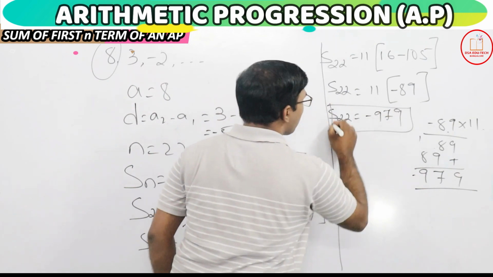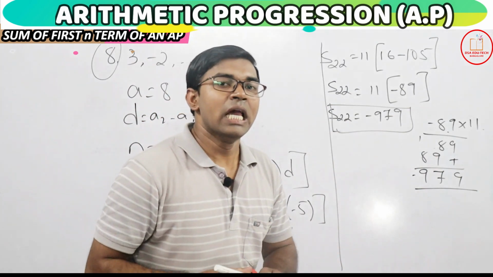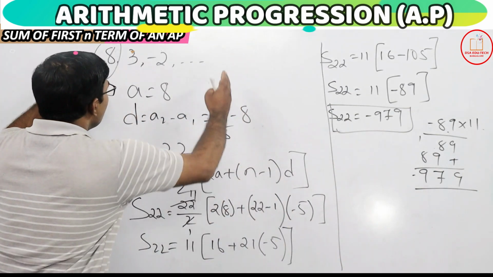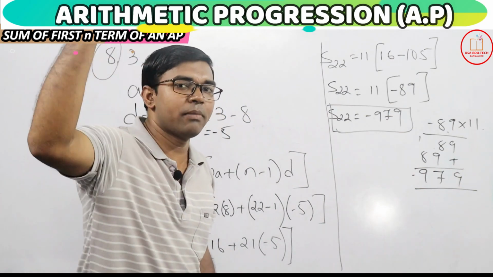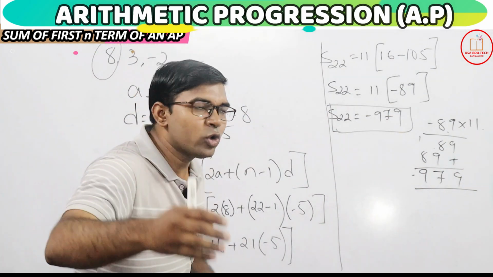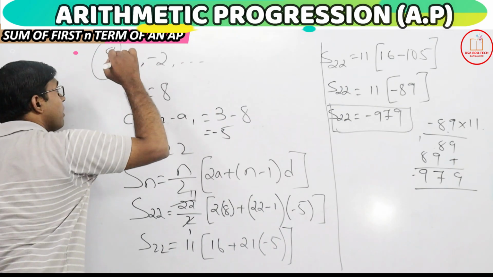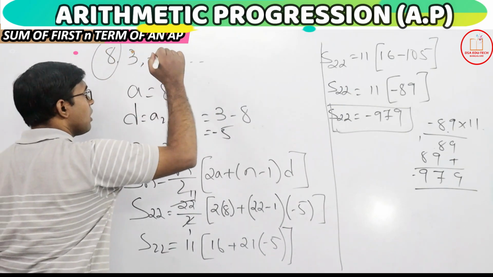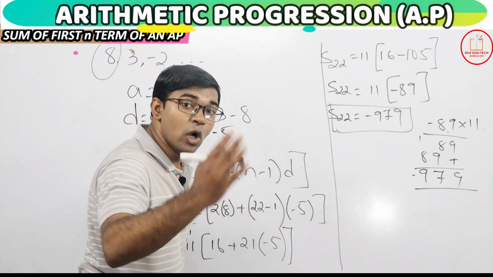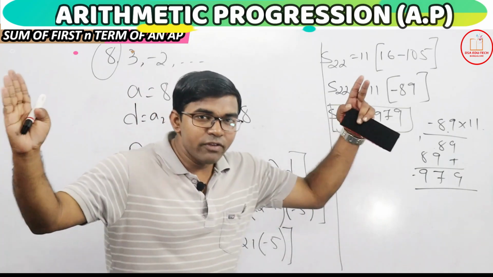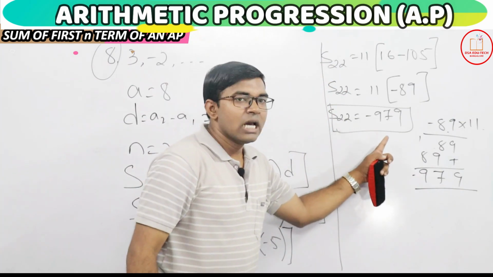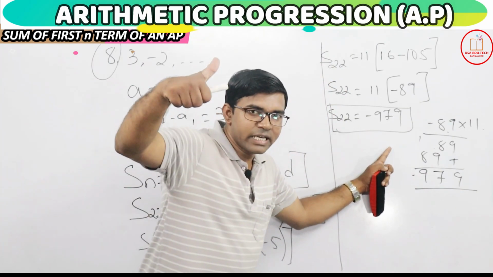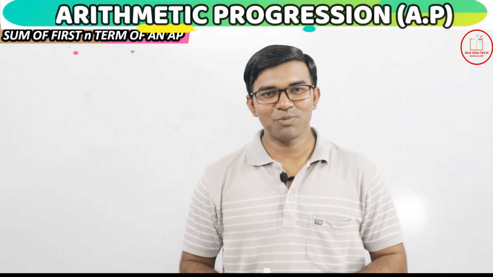979. So what does that mean? It means that when you add in the given AP series 8, 3, minus 2 and so on, when you take the first term, second term, third term, fourth term, and go on up to the 22nd term, and add all that, you are going to get minus 979. Everybody is getting it, perfect. So let me solve the next problem.